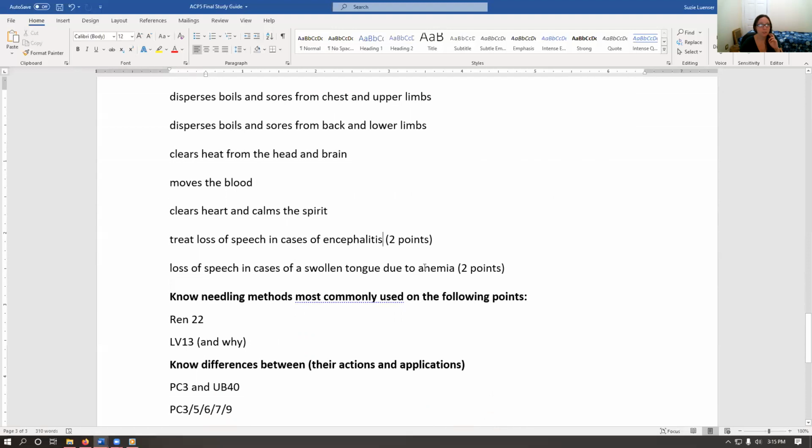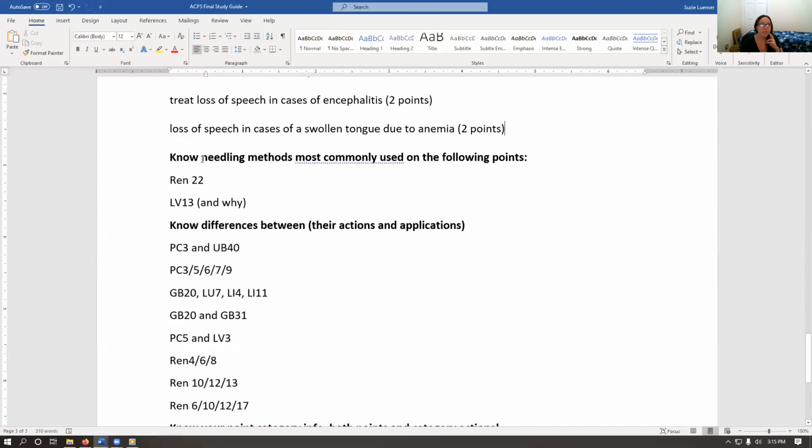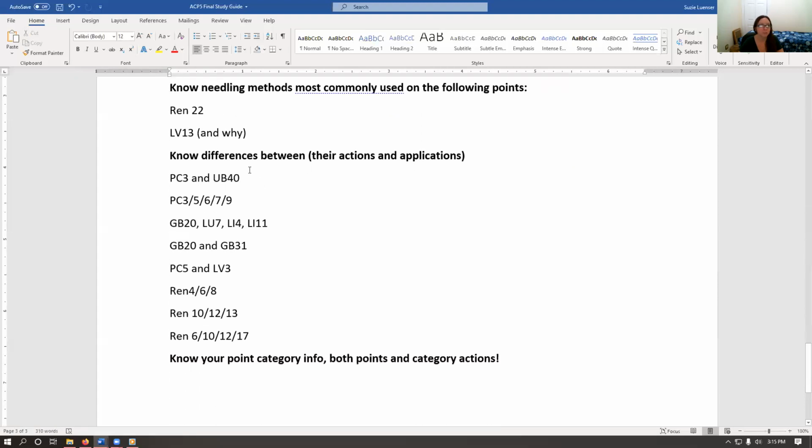Let's see. Oh, and these last ones, as opposed to 1 point, there is definitively 2 points for each of these. Know the needling methods most commonly used on the following points. So Ren 22 and Liver 13. Liver 13, why do we use this single needling method over the other needling methods?